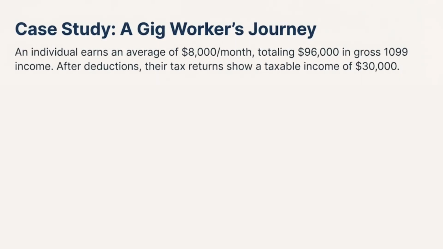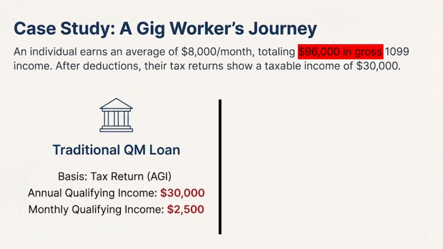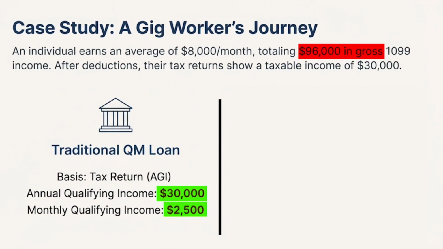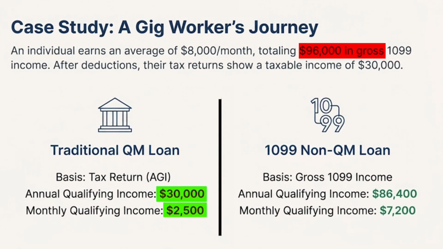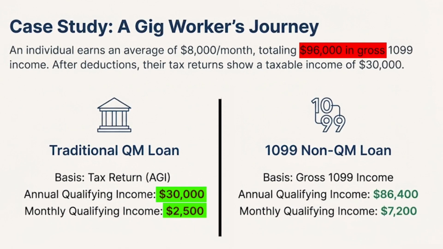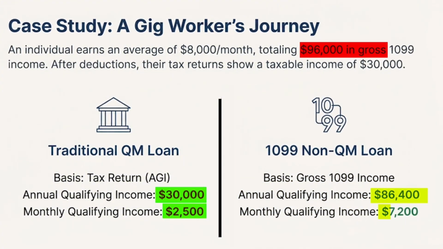So let's break down some more examples of professions that would fit inside this 1099 non-QM loan. So let's say you're a gig worker and you earn around $8,000 on average a month, which is around $96,000 in gross income. But on your tax returns, your qualifying income only reflects $30,000, which is around $2,500 a month. Well, if you use the 1099 loan program, you would simply take that $96,000 that's listed on your 1099 and at a 10% expense factor, that's a qualifying income of $86,400 annually, which is around $7,200 a month.